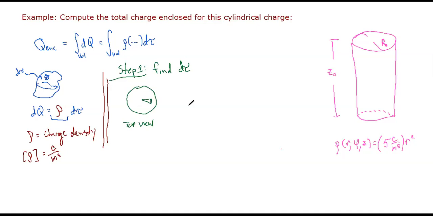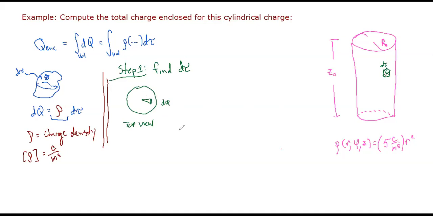Looking from the top down, what I have is a volume bit that looks like this. So this is a tiny bit of d tau. From the top view, what I see is this coordinate d phi is how much differential bit of angle I have.